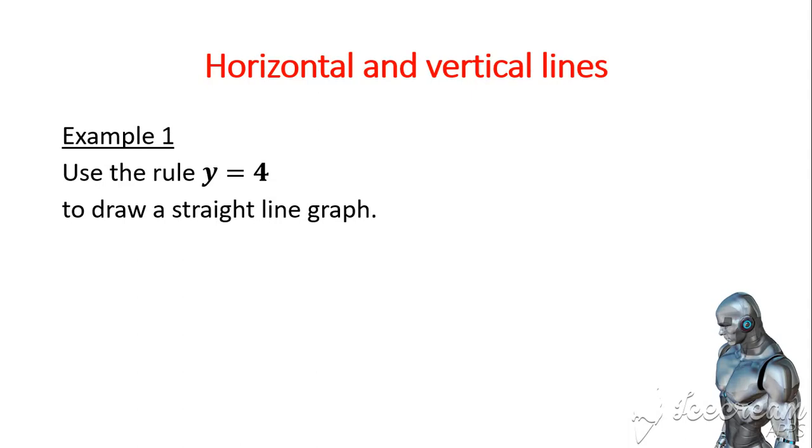So let's now look at this example. We're going to use the rule y is equal to 4 to draw a straight line graph. Now this graph doesn't look like what we're used to. We're used to y equal to mx plus c. So I'm going to have to rewrite this equation as y is equal to 0x plus 4. The m is 0, so that's why we haven't got an mx in there.